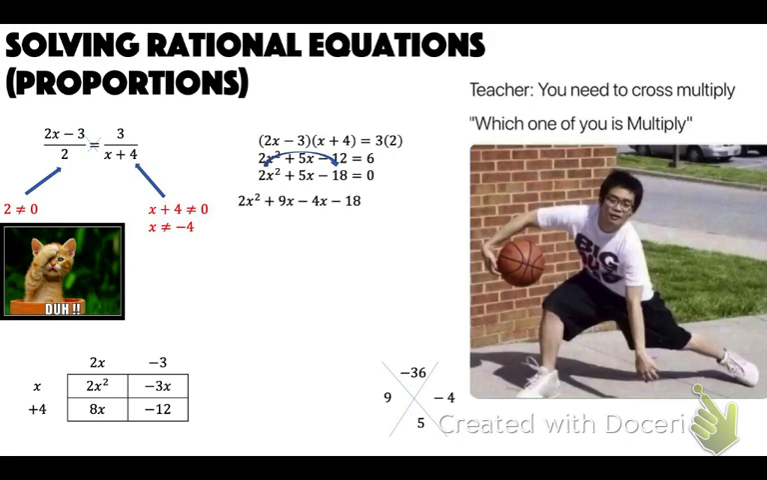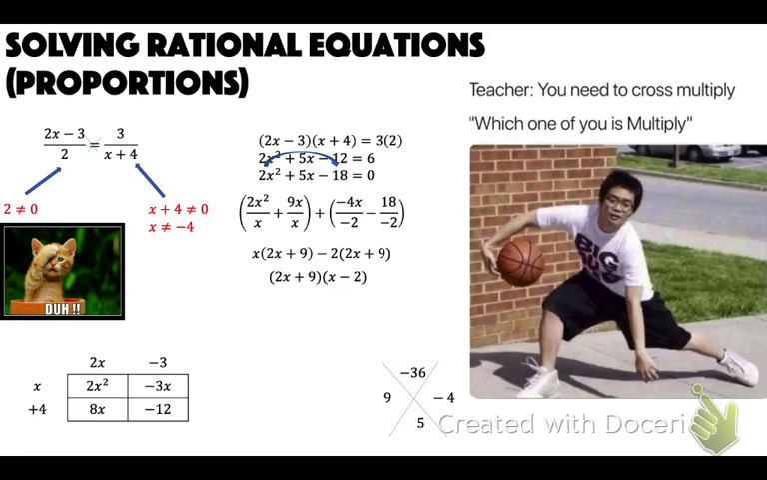So that's going to be 2x squared plus 9x minus 4x minus 18. Group the first two, group the second two. You can pull out an x in the first one, and a negative 2 in the second one. So I get x times (2x plus 9) minus 2 times (2x plus 9). So our factors are 2x plus 9 and x minus 2.